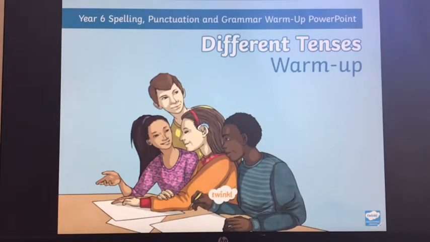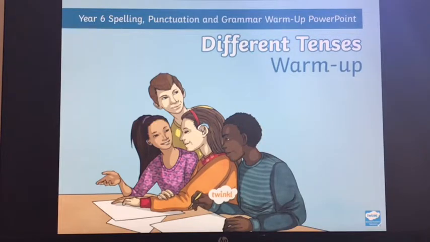So on to our warm-up for today. You will need a pen or pencil and a piece of paper. Make sure you've put away any distractions, turn your phone off if you need to. So today it's about different tenses.